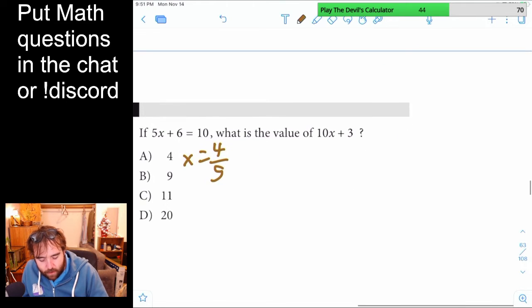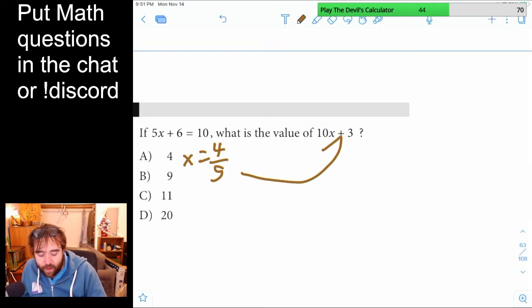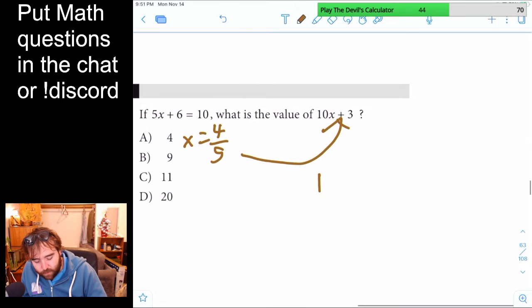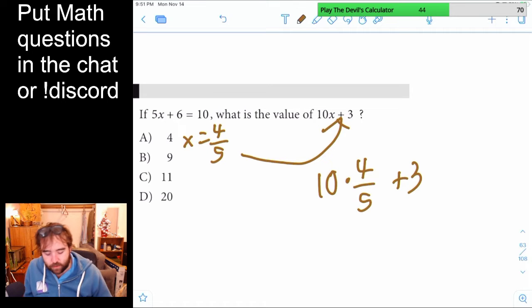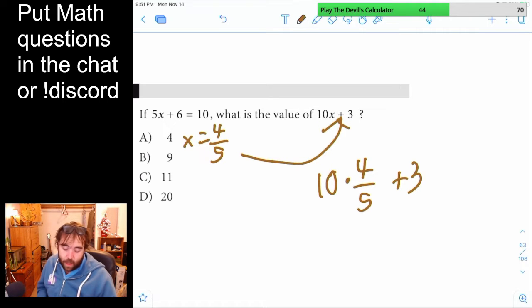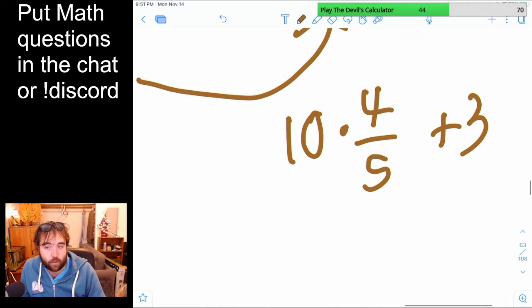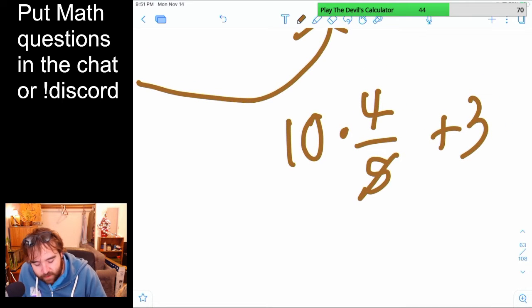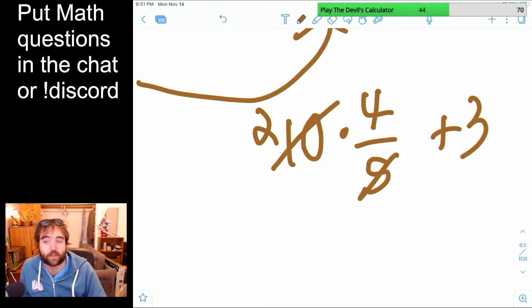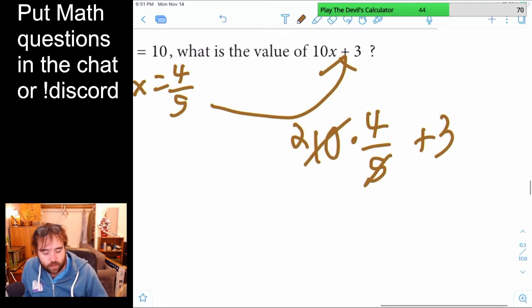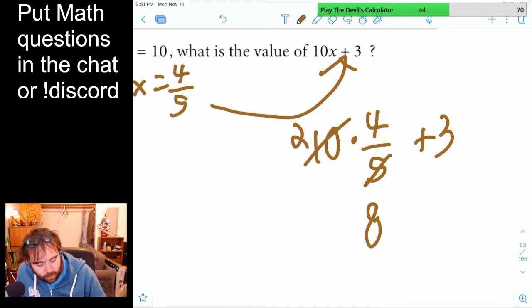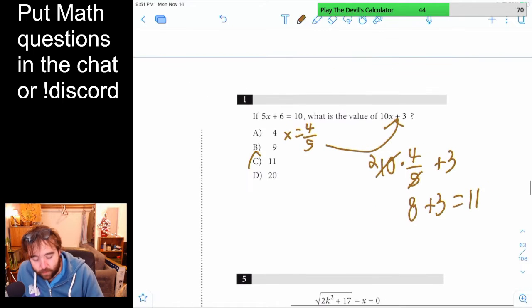Now that we know that x is 4 over 5, we just put that into here. So we do 10 times 4 over 5 plus 3, and simplify that out. I will say, you should never, in this case, do the 10 times the 4. I hope you would never do that. You need to cancel out the 5 and leave this as a 2. So you're left with 2 times 4, which is 8, plus 3. So 11 should be your answer.